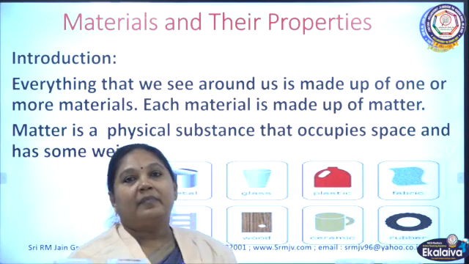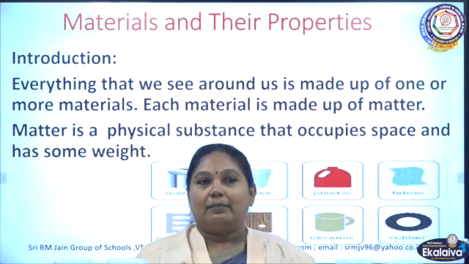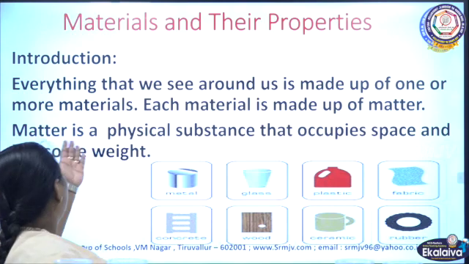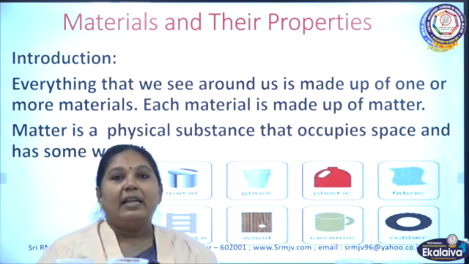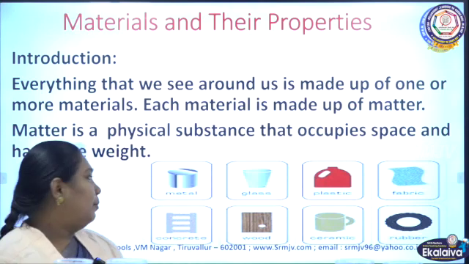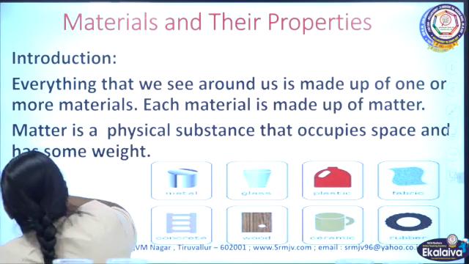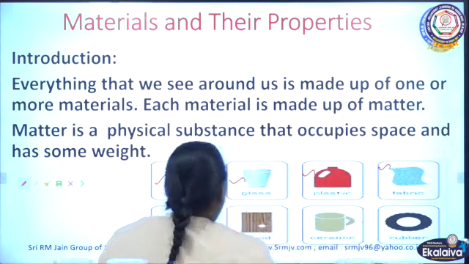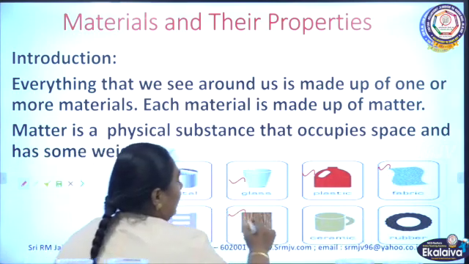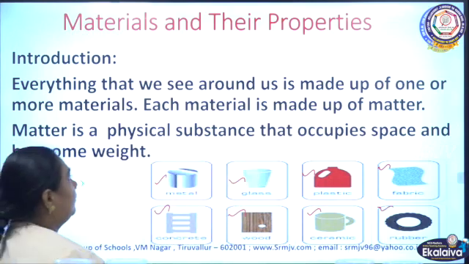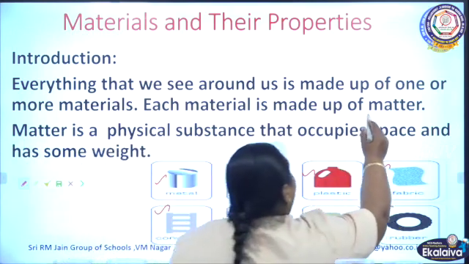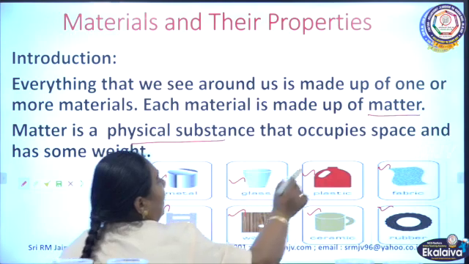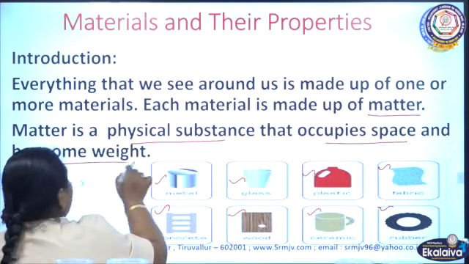Materials and their properties. We see many things around us. Everything we see around us is made up of material. It is a substance in which everything is composed of metal, glass, plastics, fabrics, concrete, wood, ceramic and rubber. Each material is made up of matter. What's matter? Matter is a physical substance that occupies space and has some weight.